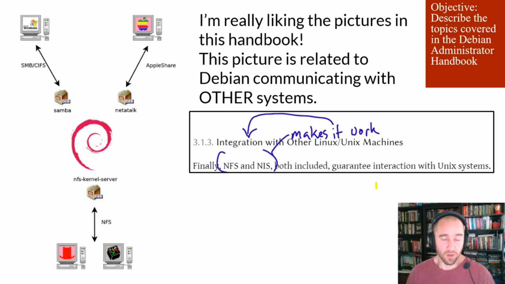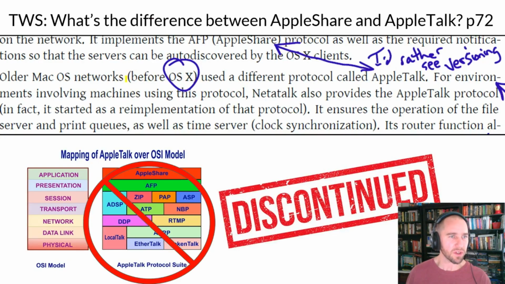So that was a cool looking comic, but the Debian Administrator Handbook has some pretty cool pictures too. You know, a picture like this is just emphasizing that Debian communicates with other systems well. But let me share a little frustration with you. They talk in the book about implementing Apple Share Protocol as well as the required notification so that the servers can be auto-discovered by the OS X clients.